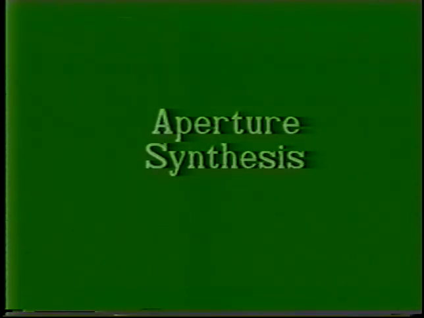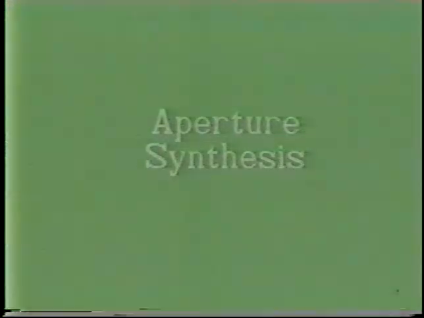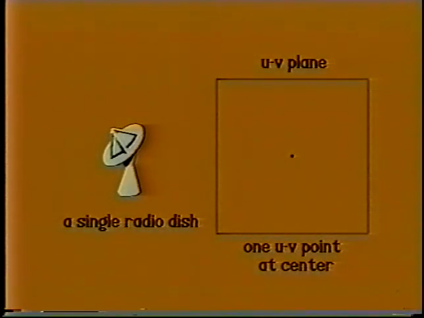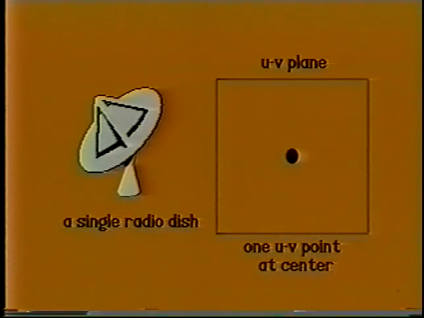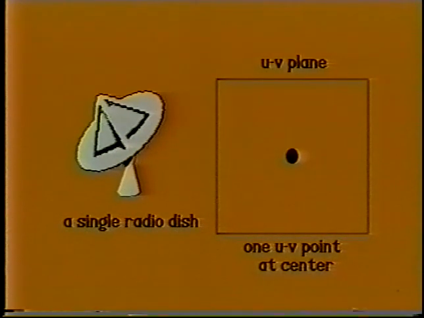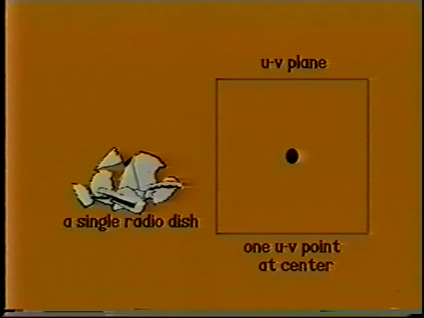Part 2, Aperture Synthesis. To make the best image, we must measure every point in the UV plane. A single radio antenna measures only the point at the center of the UV plane. As the size of the antenna increases, the point expands to a small circle. If we make the dish too big, with a single dish, coverage of the UV plane is limited.